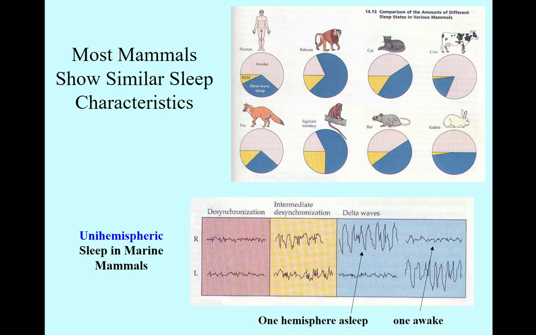So in order to attempt to identify a function or functions of sleep, scientists look across different species. Right? When you look at a host of different mammals, we see all three characteristics. We see waking, we see slow wave sleep, and we see REM sleep.